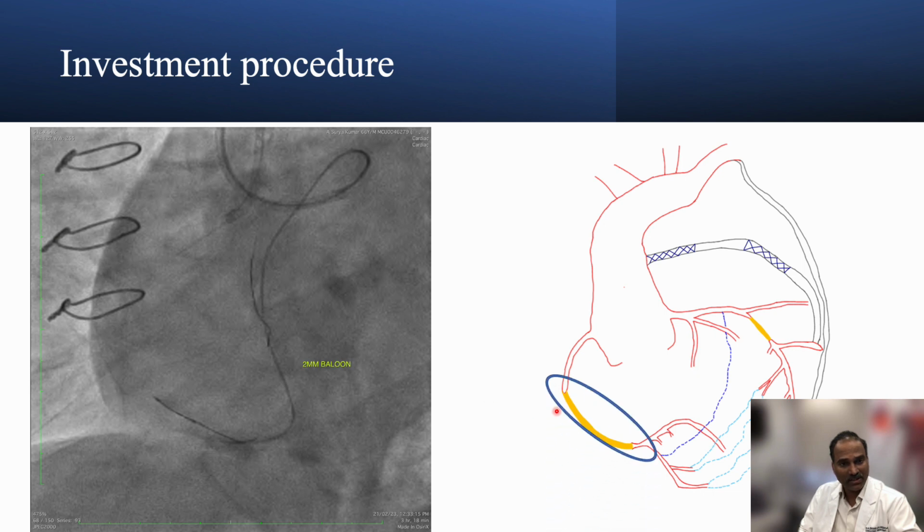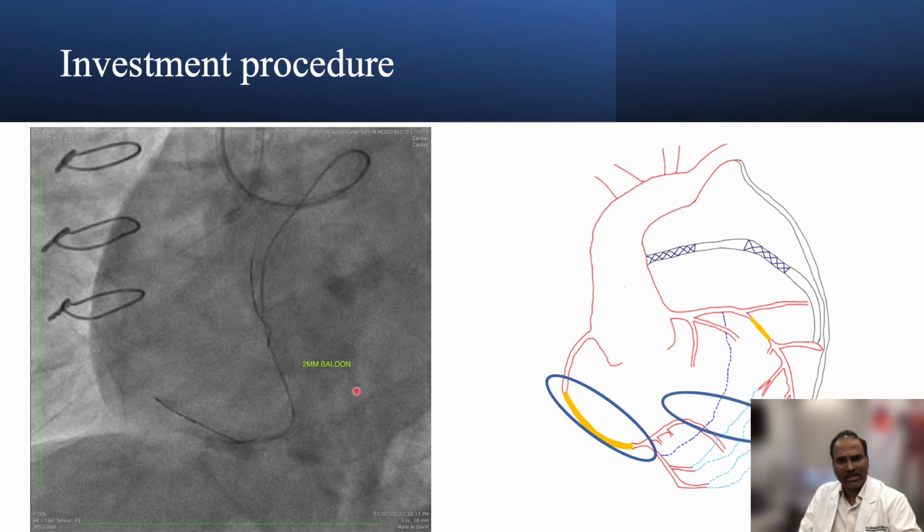The first challenge is, it's a long CTO, and we have achieved wiring up to the distal cap, which itself took nearly more than 45 minutes of time. So escalation, knuckling, and all that stuff. So just dilate this entire area with a balloon till the crux, and create a space so that your next antegrade wiring becomes much easier.